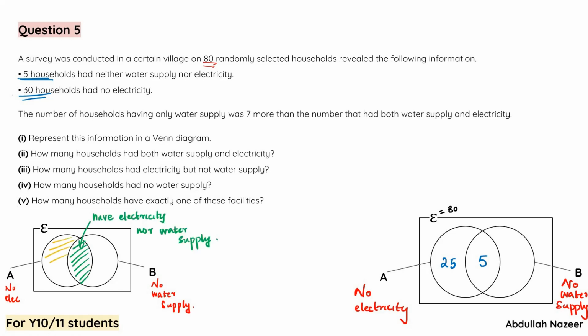And this region here then should be the number of houses that do not have only electricity, right? So these are the number of houses that don't have electricity only. Now what does that mean? Saying that a household does not have only electricity also means that that particular household only has water supply. So instead of writing it as don't have electricity only, we can also write it as only water supply.